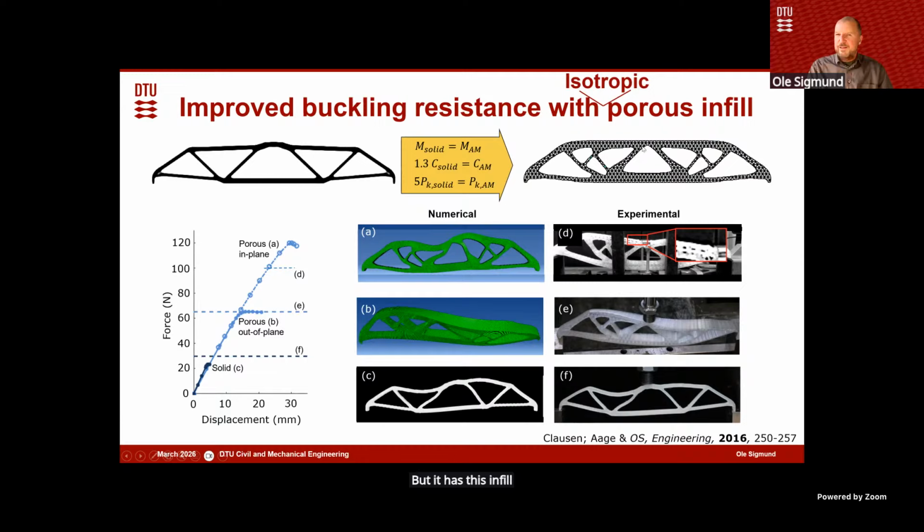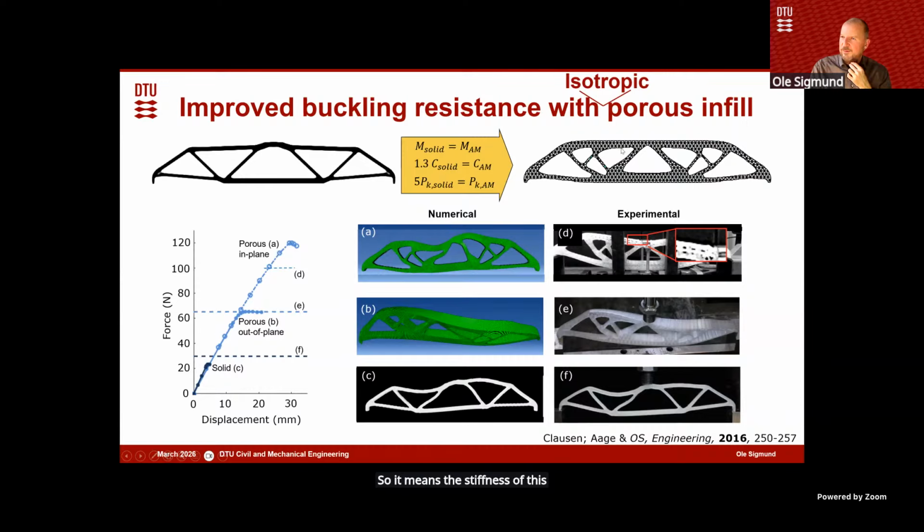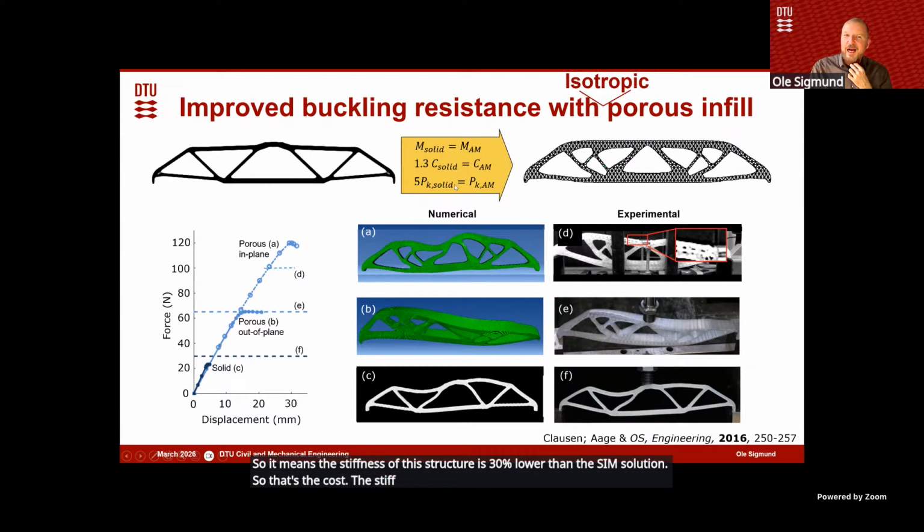What we see here is that the bars become thicker since we have porous infill. This means that the stiffness gets worse. The stiffness of this structure is 30% lower than the SIMP solution. So that's the cost. The stiffness goes down. However, since the bars are thicker, we saw that indirectly we get a higher buckling load. In fact, the buckling load of this structure is 5 times higher than the SIMP structure.